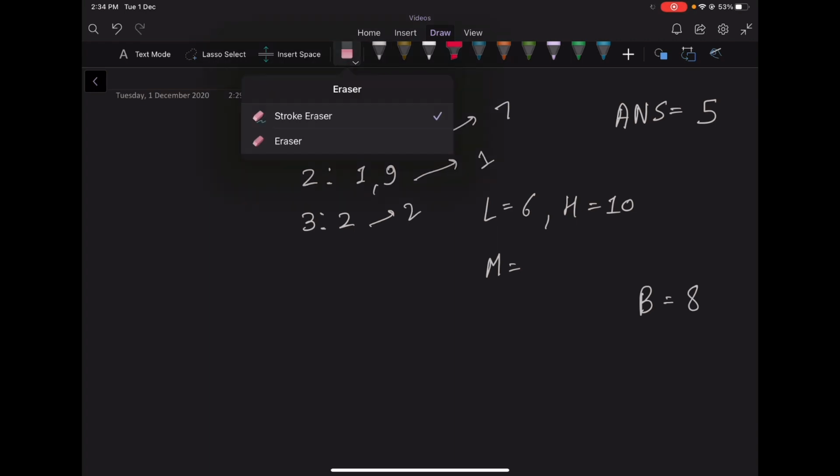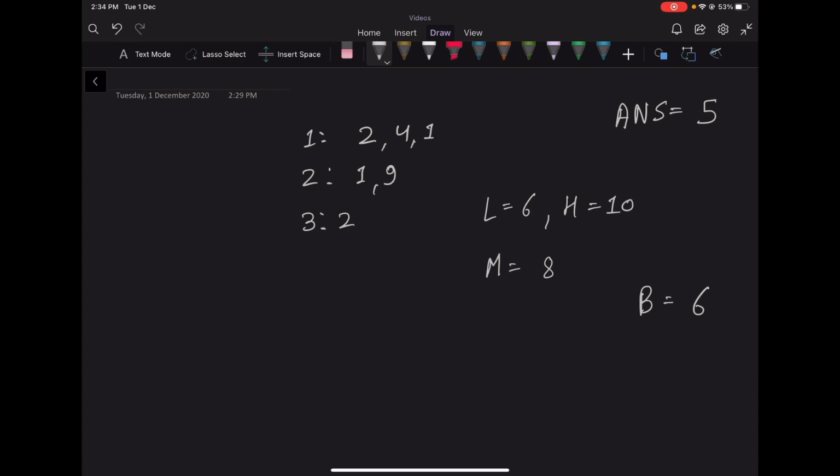So 8 is not our answer. B was actually 6, and M was 8. So 8 is not our answer. So we'll set high to m minus 1, that is 7.